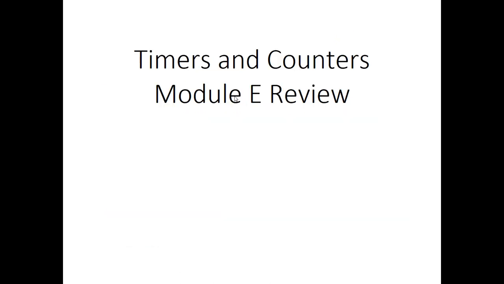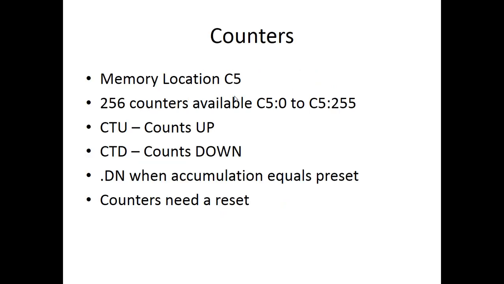Before we do that, we'll take a quick review of timers and counters. So counters in the SLC 500 have memory location C5. There's 256 counters available from C5:0 up to 255. And then the extensions on them that we normally use was the done bit. So we've used C5:0.dn. We used a lot of the done bits.